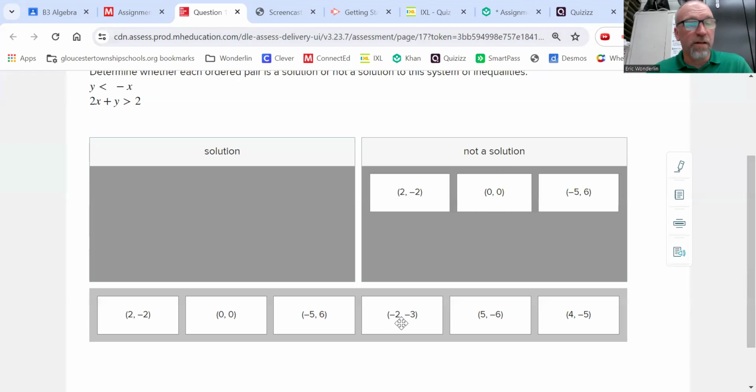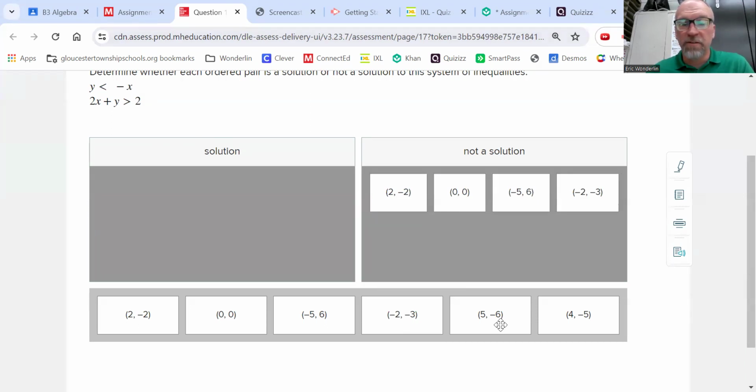Negative 2, negative 3. X is negative 2. Negative negative 2 makes positive 2. Y is negative 3. Is negative 3 less than 2? Yes. So far, so good. Check the second one. 2 times negative 2 is negative 4, plus negative 3, that's negative 7. Is negative 7 greater than 2? No. Nothing's working.